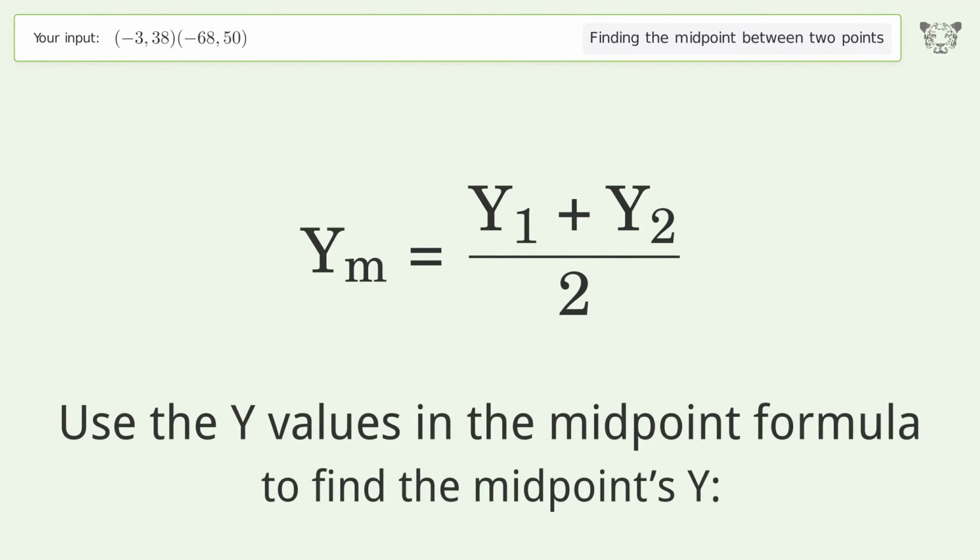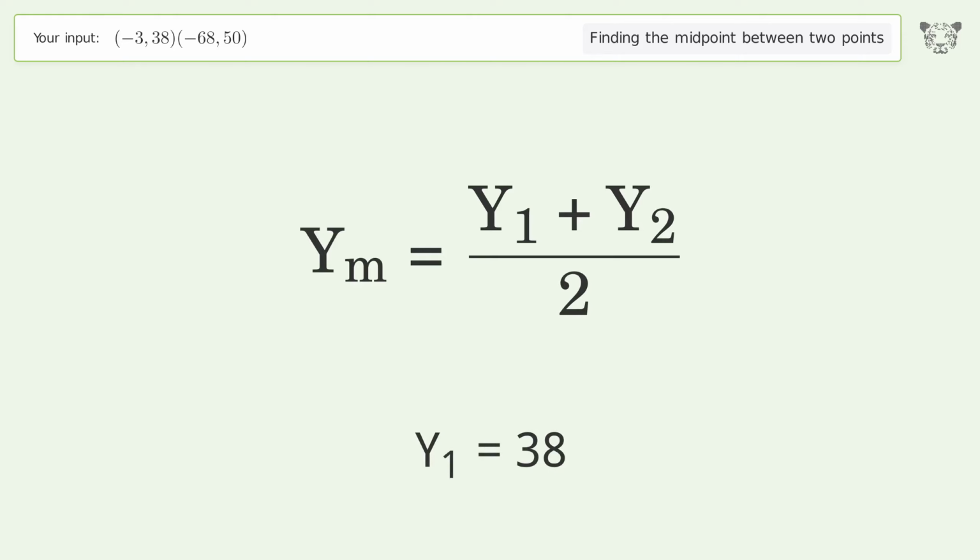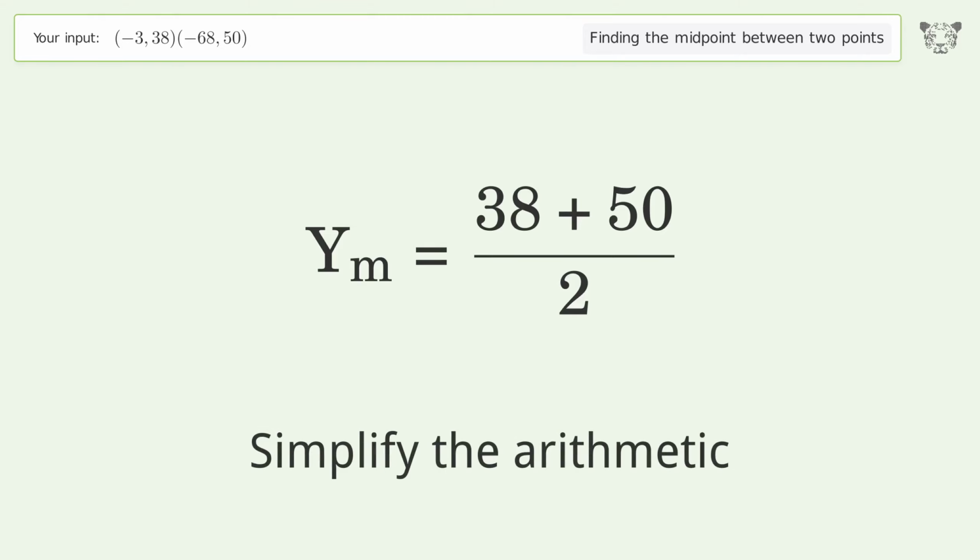Use the y values in the midpoint formula to find the midpoint's y. y1 equals 38. y2 equals 50. Simplify the arithmetic.